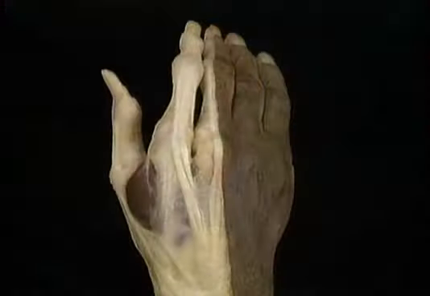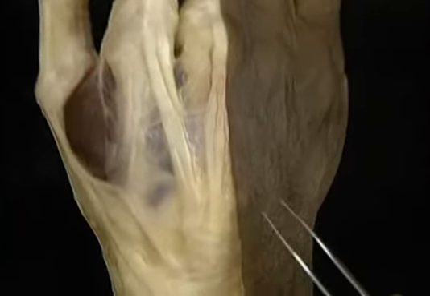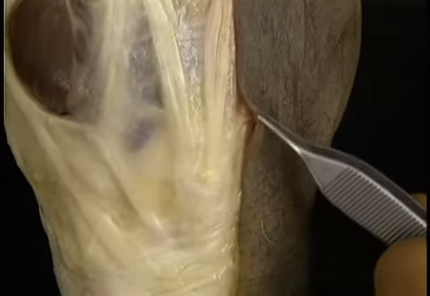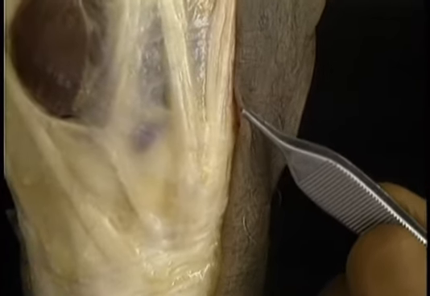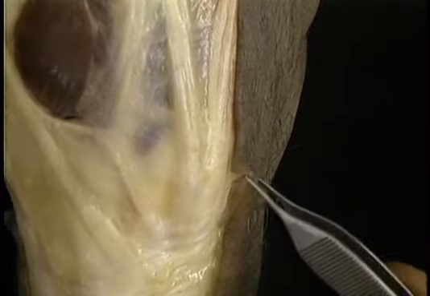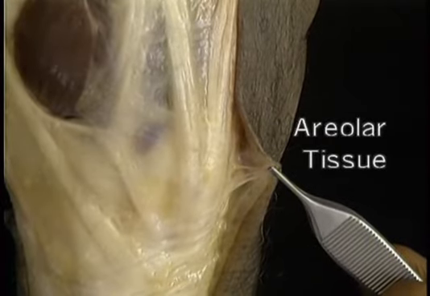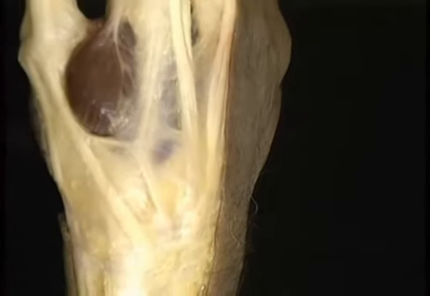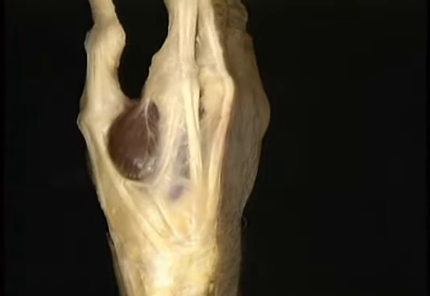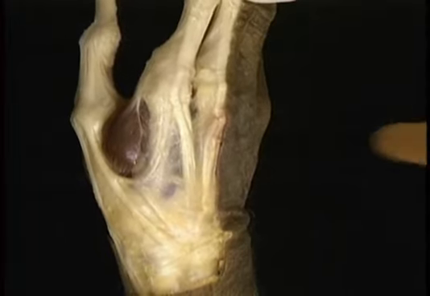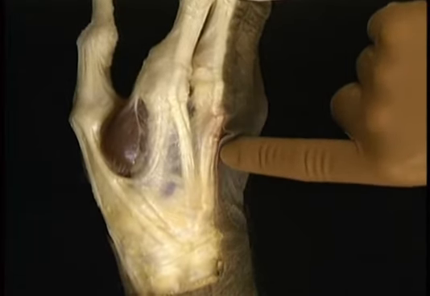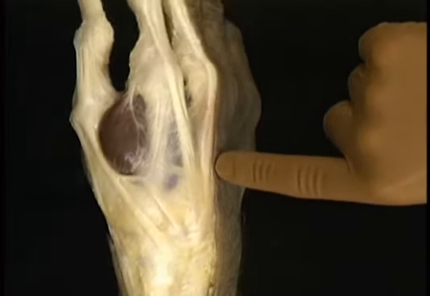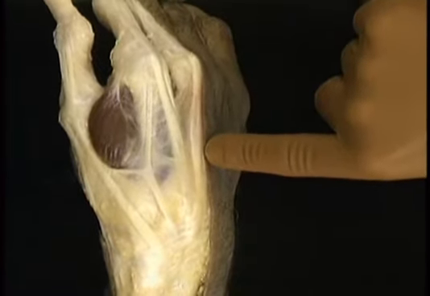Last of all, we'll take a look at the skin of the hand and at the fingernails. On the back of the hand, the skin is thin and freely movable. This underlying layer of loose areolar tissue enables the skin to move. When the wrist and the MP joints are extended, the skin is loose and redundant. When they're flexed, it becomes tight.